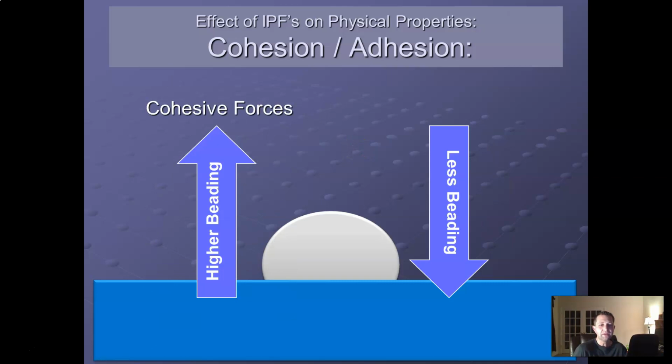Okay, so beading has to do with, obviously, cohesive forces and whatever substance you have it on. It also has to do with the attraction to the surface, like I said, and of course the force of gravity, which is consistent here, because we're doing all of these on Earth.